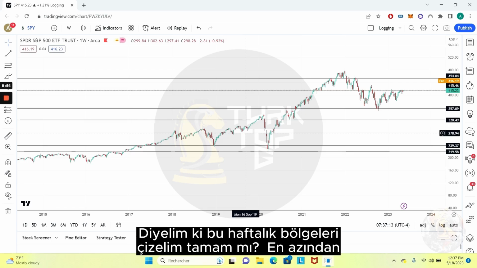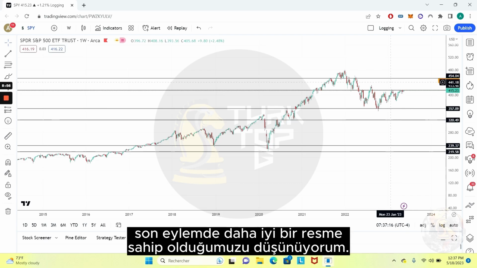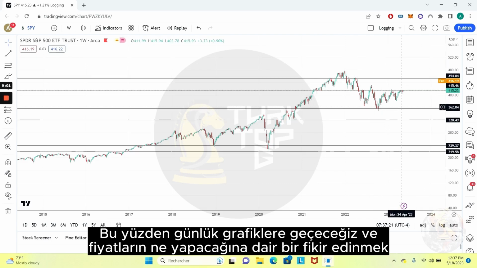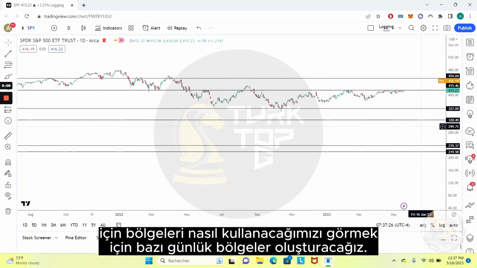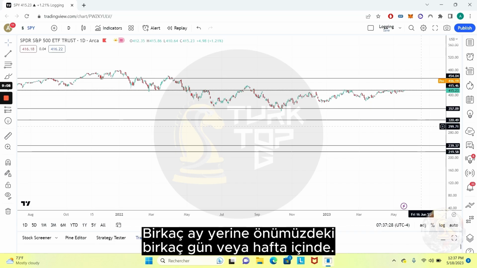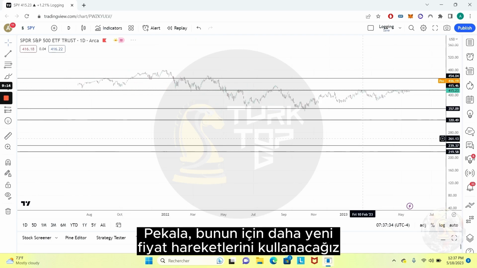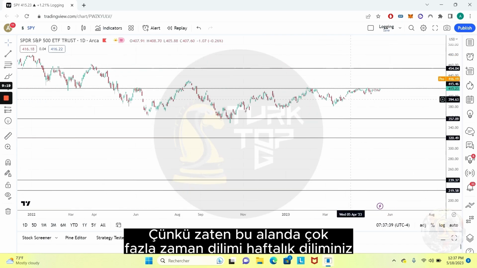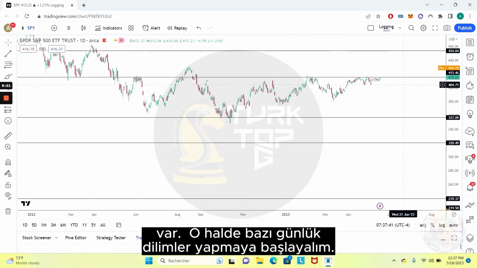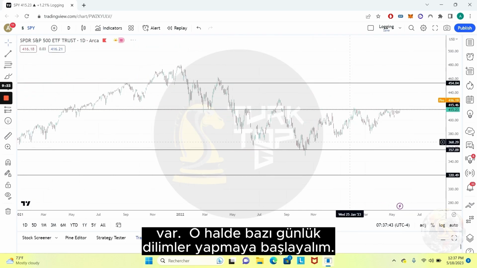Now, let's say we draw out those weekly zones, all right? I think we have the better picture, at least in the recent action. So we're going to move to the daily charts and make out some daily zones to see how we would use zones for an idea of what price is about to do over the next few days or weeks rather than few months. All right. So for that, we'll use more recent price action because we already have our larger time frame weekly zones in this area. So let's start to do some daily zones.